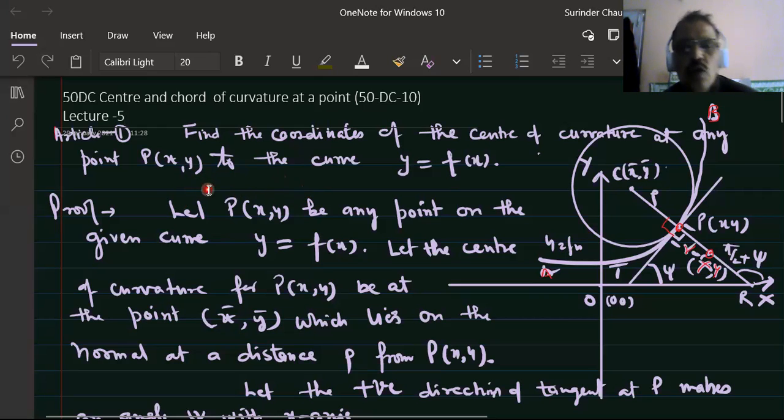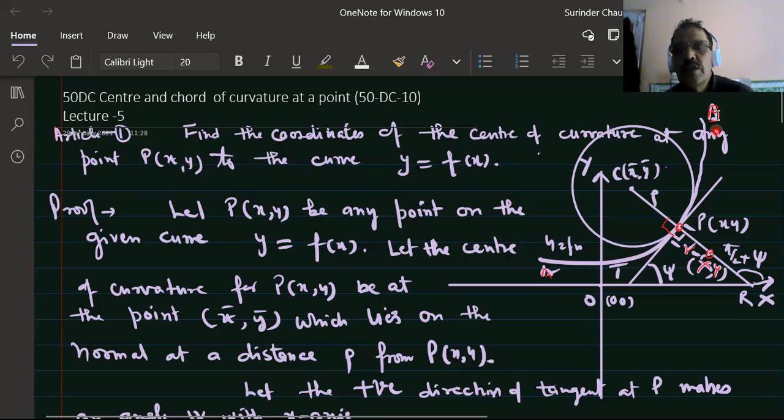At any point on the curve y equals f(x), we will also find the equations of the chord of curvature at any point parallel to the x-axis and y-axis. So let's first find the coordinates of the center of curvature at any point P to the curve y equals f(x).